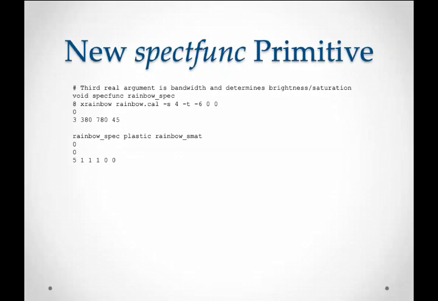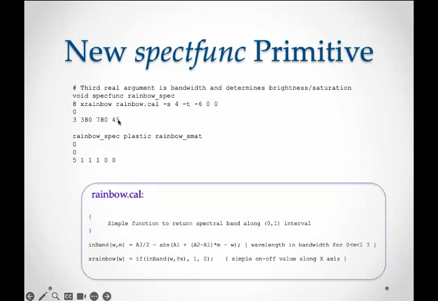The spec funct primitive allows you to specify an expression or a cal file that gives you the behavior you want. I think you have to give it the starting and ending wavelength, and I think this is just another argument that's used by the cal file. So yeah, A3 is actually a coordinate in the space. Confusingly, it's a dimensional coordinate.